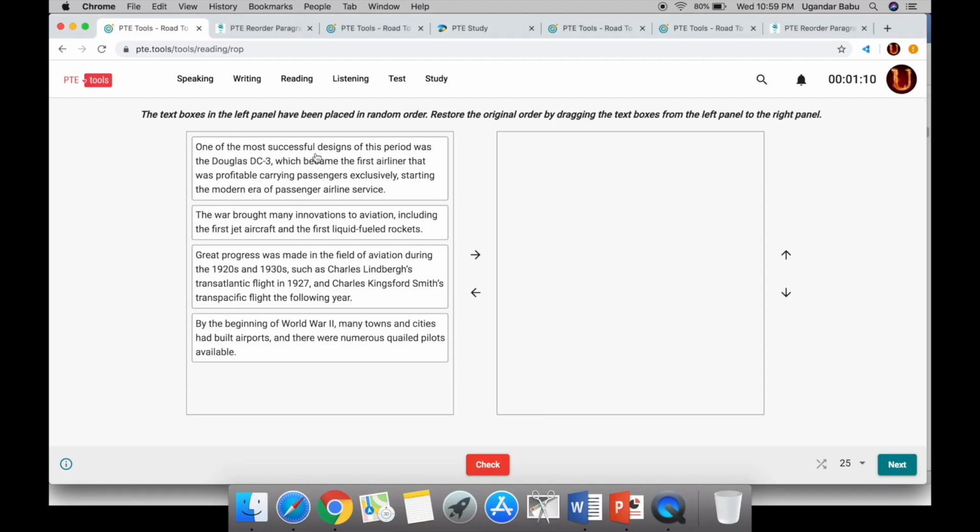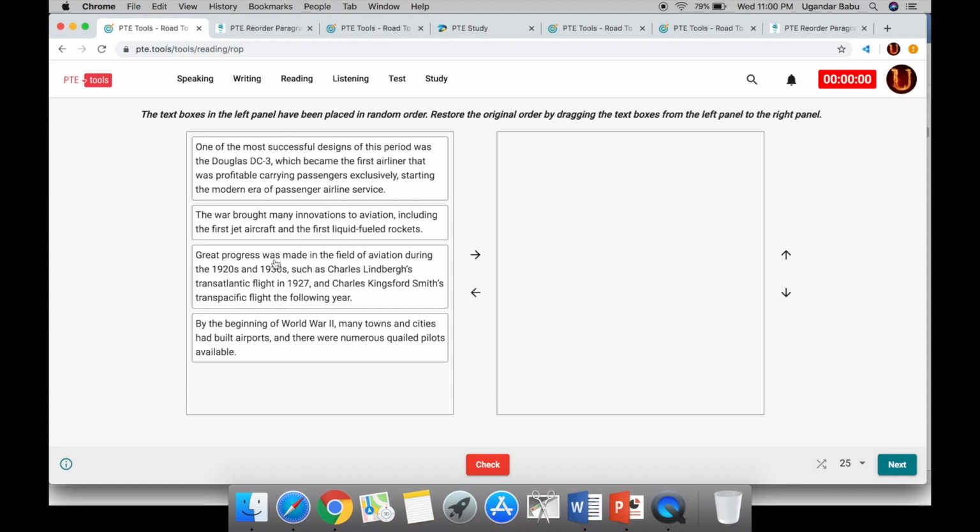One of the most successful designs of this period. So here it is mentioned as "this period", so this cannot be the independent sentence. The war brought many innovations to aviation. Here they are talking about some war which should be mentioned in some other paragraph. So this cannot be the independent sentence. Great progress was made in the field of aviation during the 1920s and 1930s, such as this flight in 1927 and this one the following year.